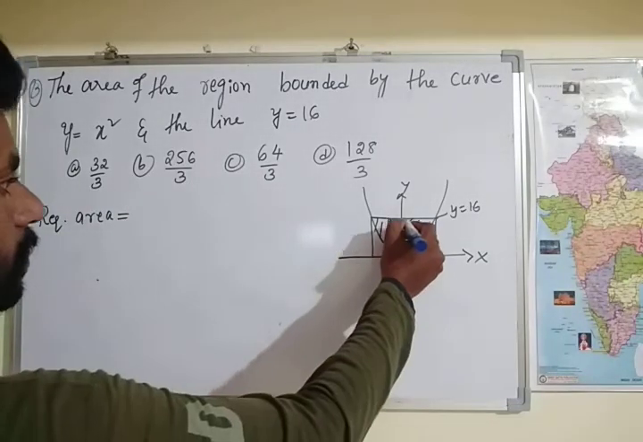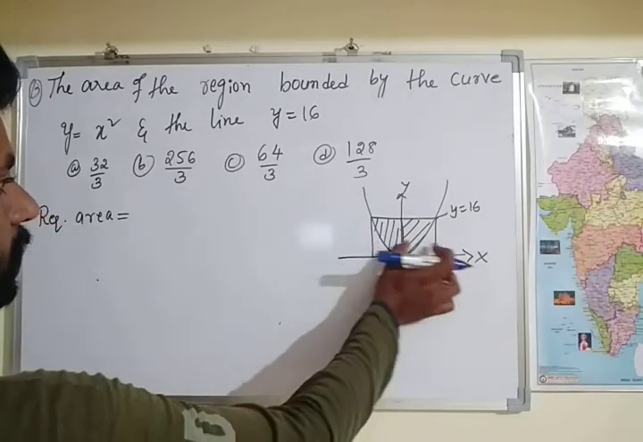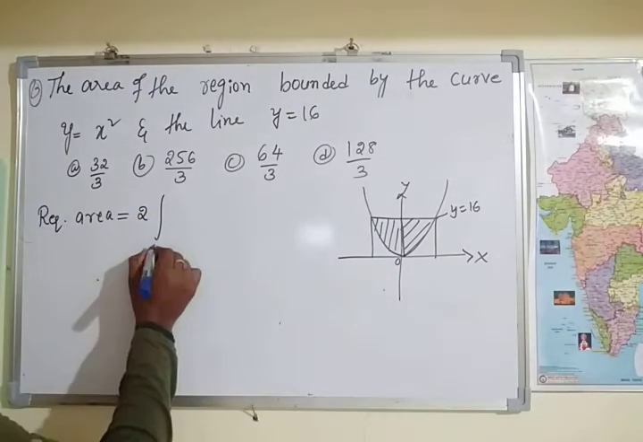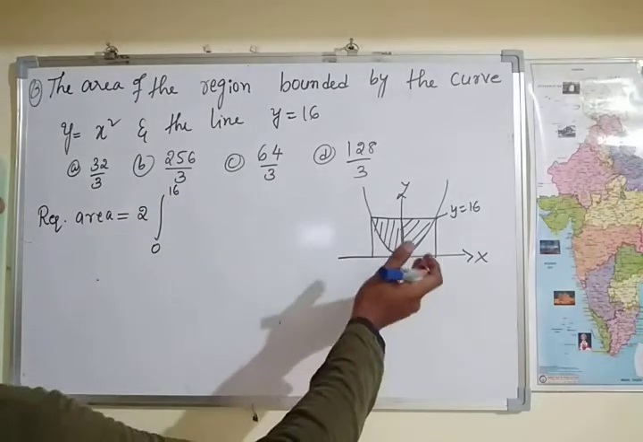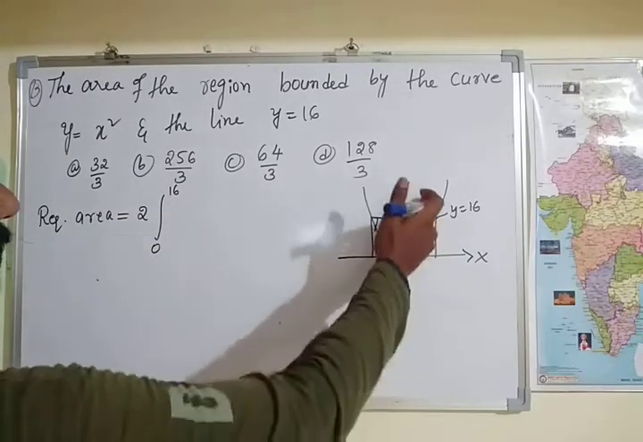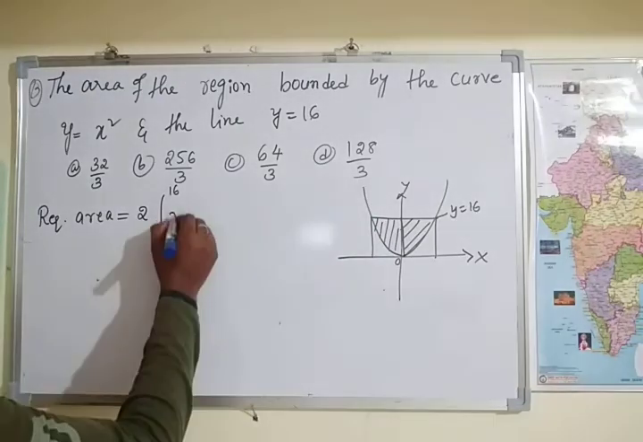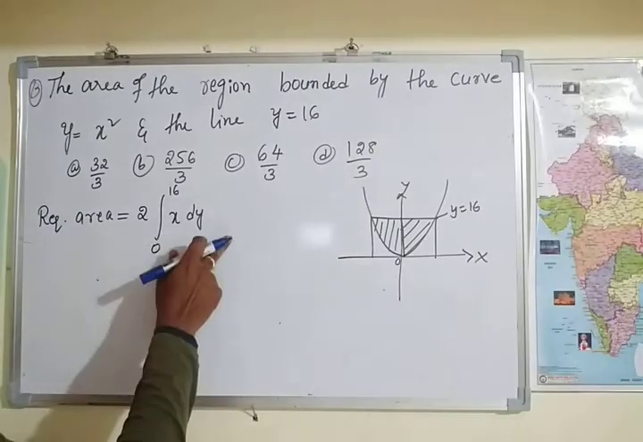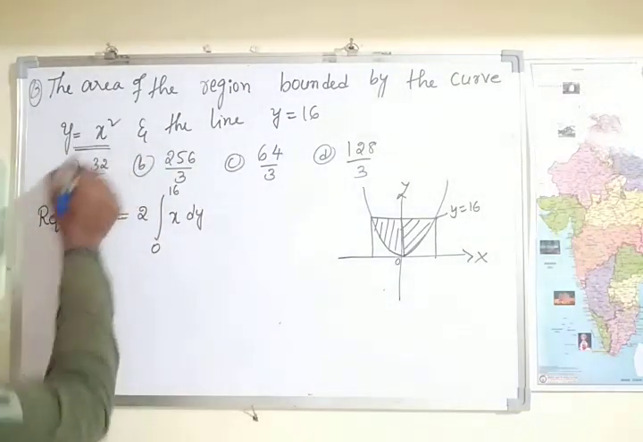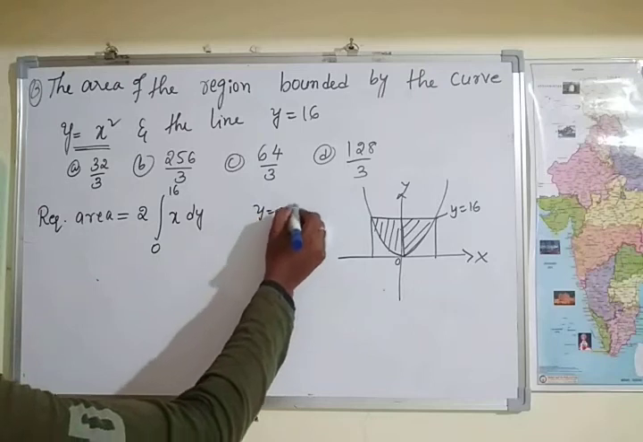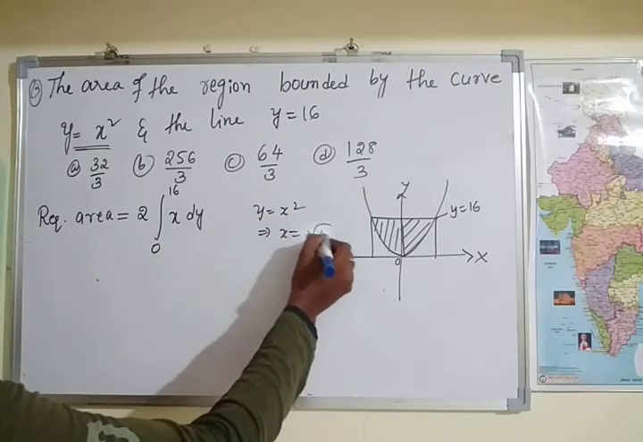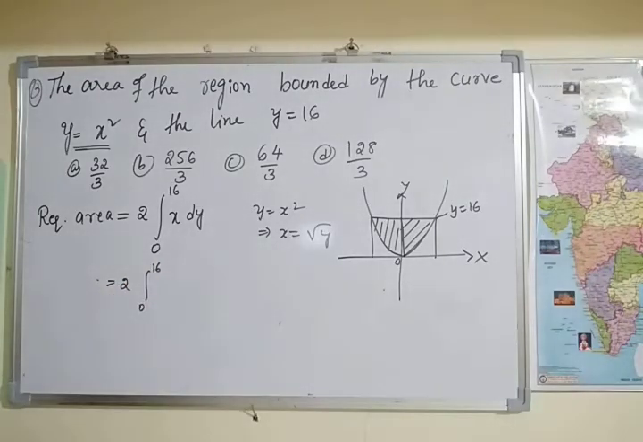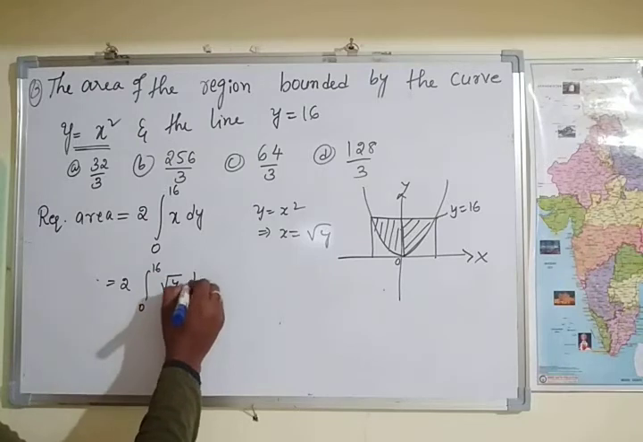Here we have two parts, first part and second part. Here we consider twice the integral from 0 to 16 of x dy. See, y varies from 0 to 16, x dy. See here we have the result y equals x square. This implies x equals root of y. Now twice the integral from 0 to 16 of x, written as root of y, dy.